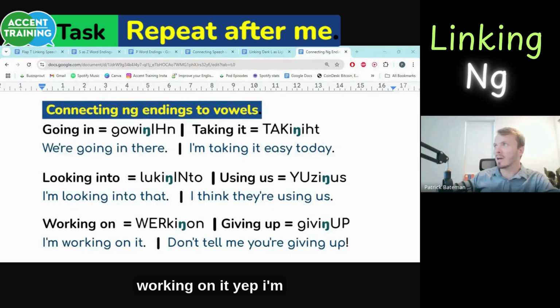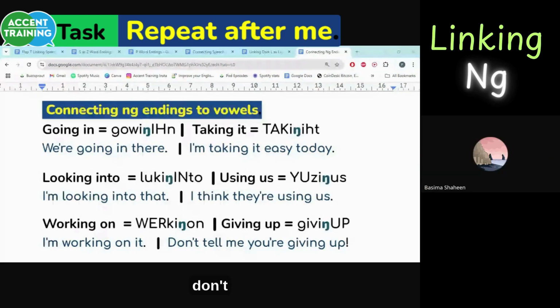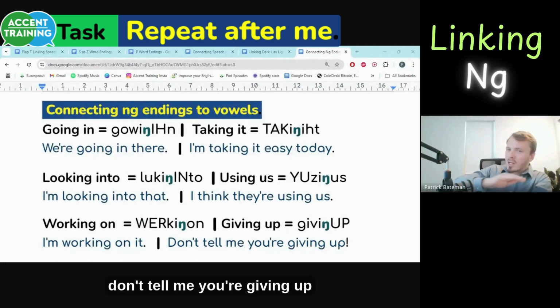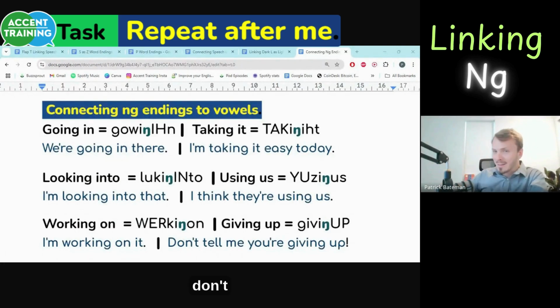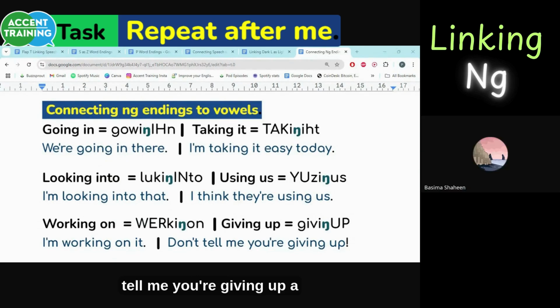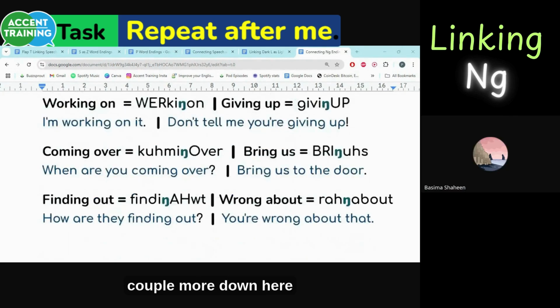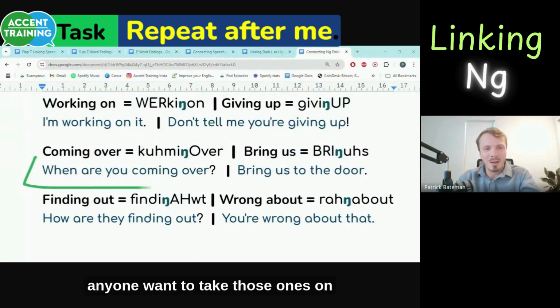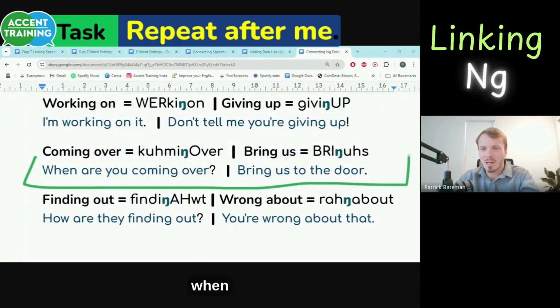That's softer now. Working on it. Yep. I'm working on it. Don't tell me you're giving up. Couple more down here. Anyone want to take those ones on?